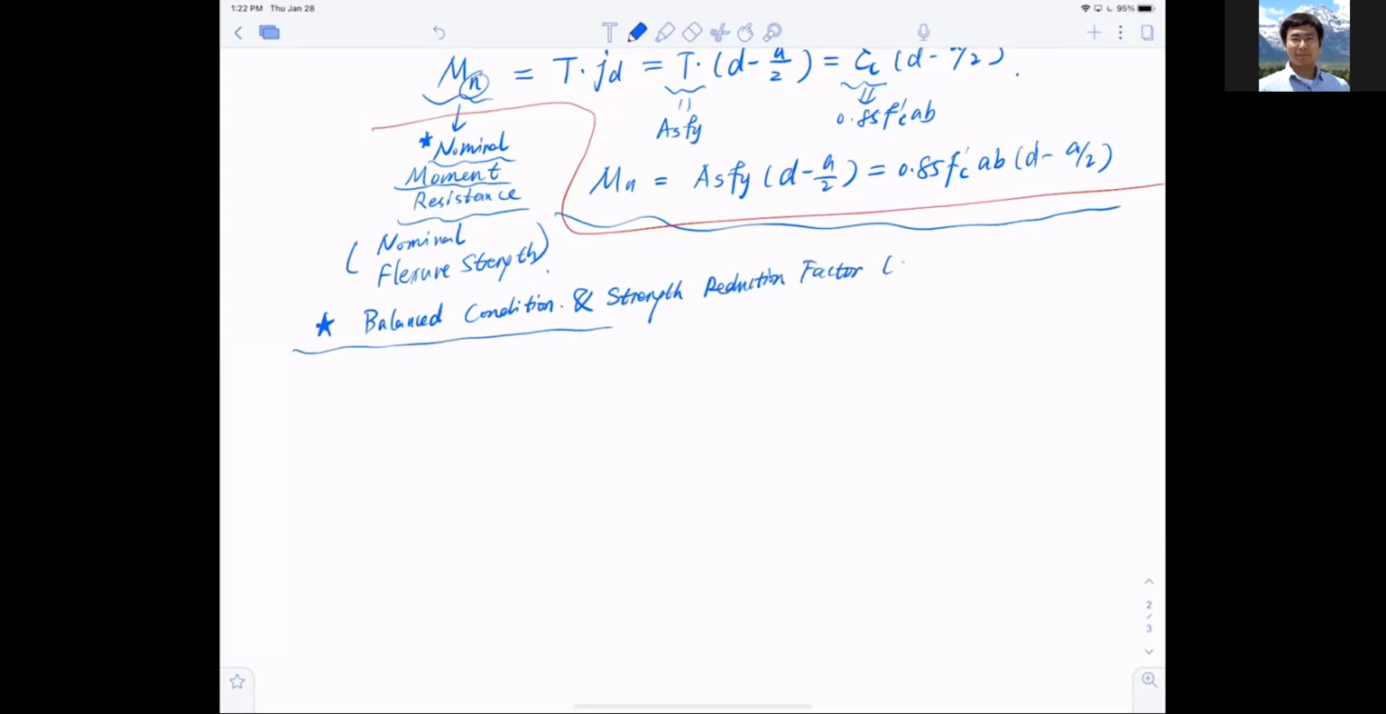Okay, and that is phi. Right. So balance condition. What is this balance condition? Let me just draw this section out again.